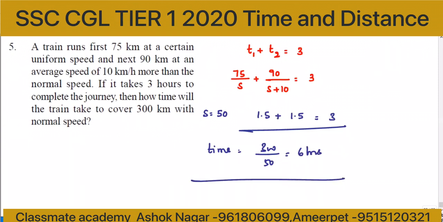It needs a bit of practice and a basic understanding of numbers. The moment you look at 75 and 90, you need to take the value of S. S should divide 75. S plus 10 should divide 90. So what number do you take? Obviously, you will take 50.